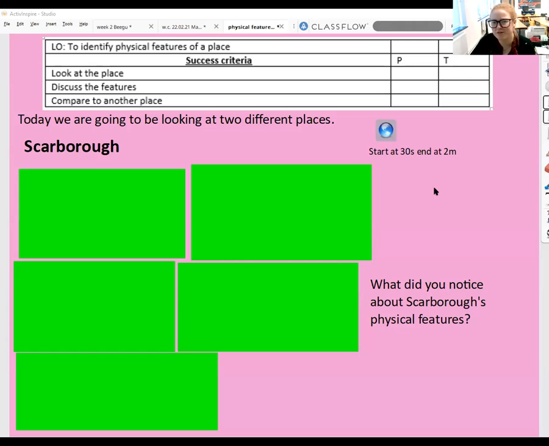Fantastic. Okay, so we just watched that video about Scarborough and some of its natural features. What can you remember that you saw in that video? I'm just going to give you 10 seconds to have a little think about the natural features you saw in that video. Okay, if you can think of any, I would like you to shout them out now, and we can go through what we saw together in a second. So what kind of things did you see?